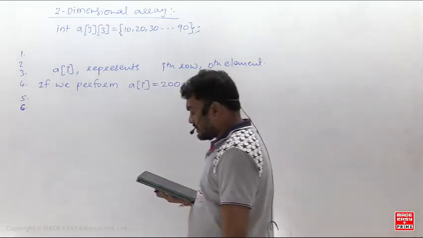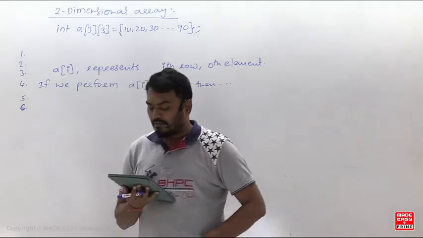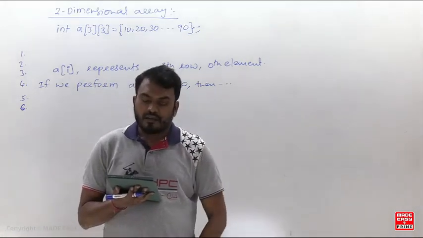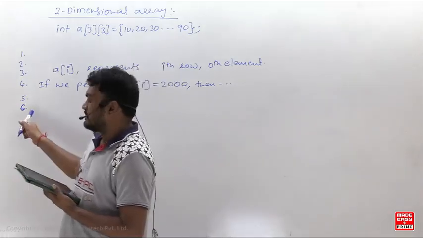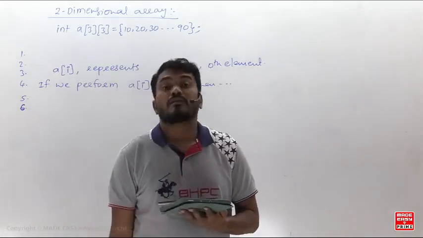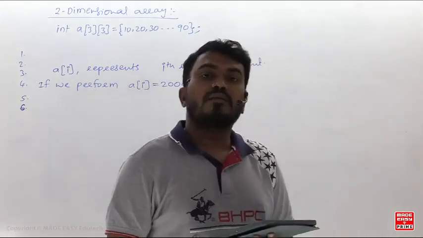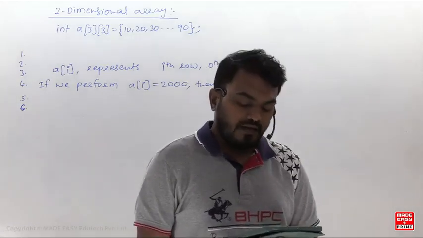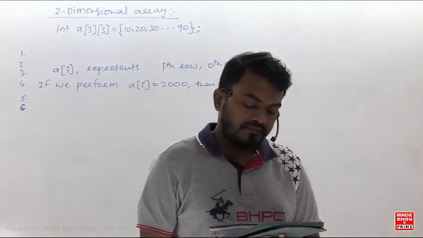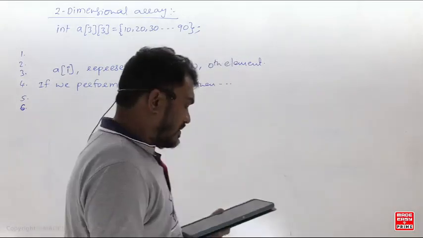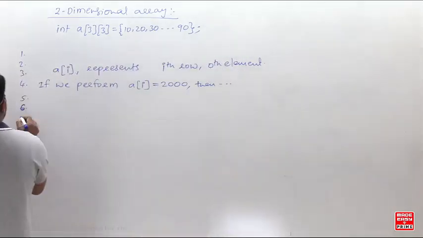Array name without subscript gives the base address of the 0th 1D array. Point number 6: array name without subscript gives the base address of the 0th 1D array. Okay. Next, point number 7.